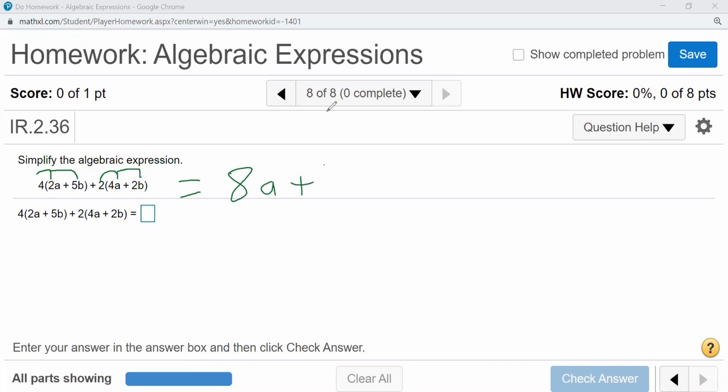Perfect. Does everyone see why? Because you're doing 4 times 2a. The a and the 4 don't intermingle, just the 4 and the 2. So 4 times 2 is 8, and you still have a sitting there. 4 times 5 is 20, and then there's still just a b sitting there.